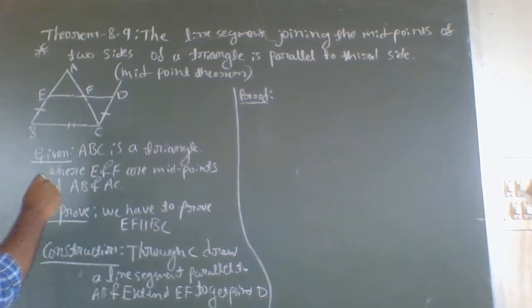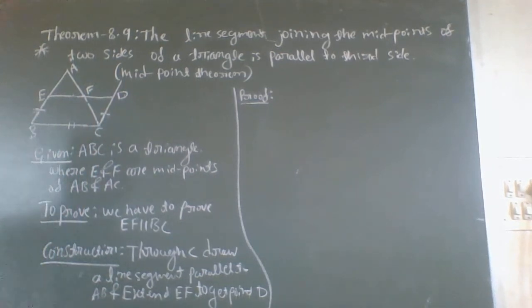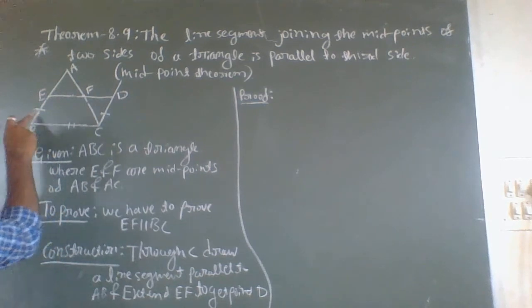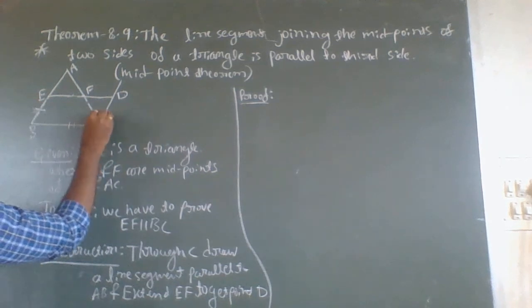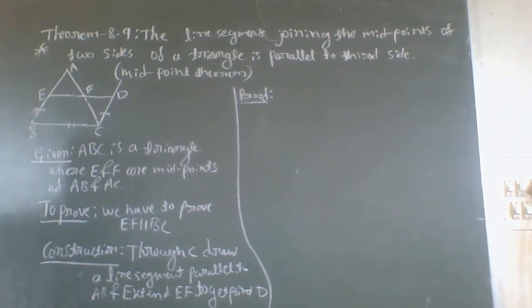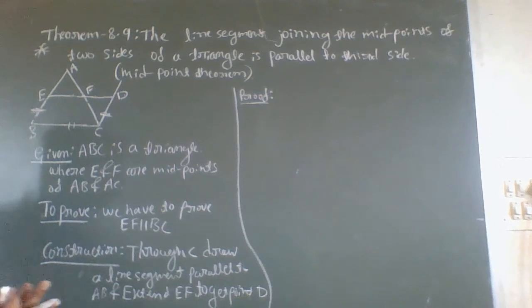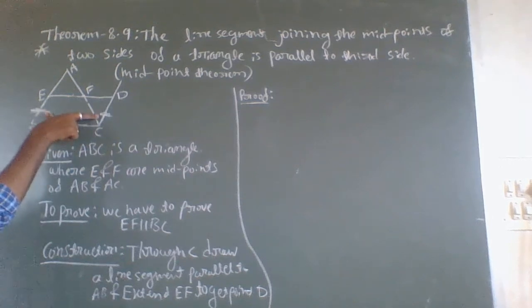To prove that, what we know by construction is EB is parallel to CD. If we prove that these two sides of the quadrilateral are equal, then we can say this is a parallelogram. Therefore, if it is a parallelogram, the other two sides are also parallel to each other. So first, what we have to prove? These two sides are equal, because by construction we know that these two sides are parallel.